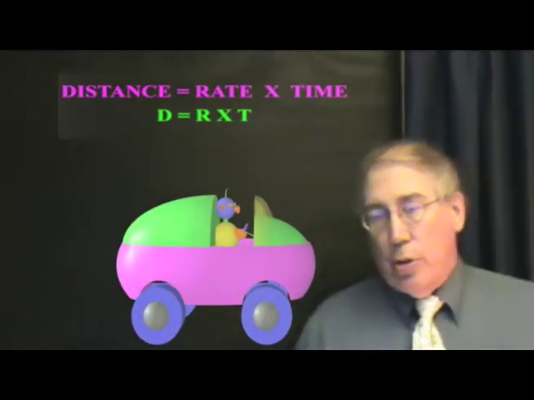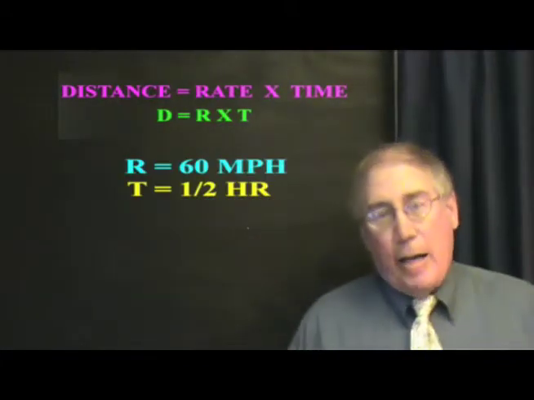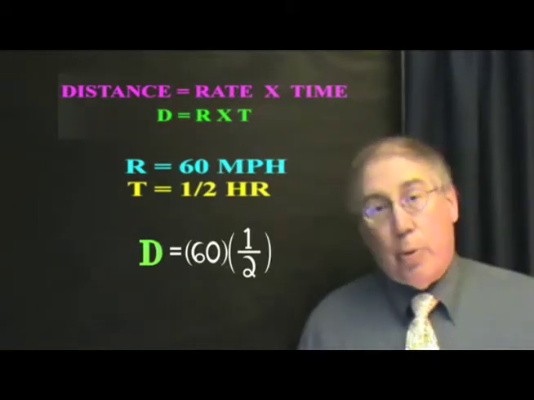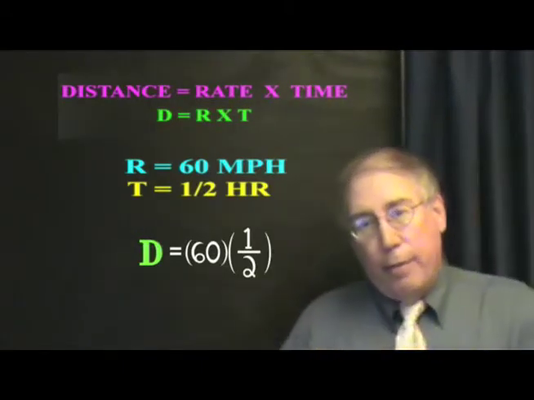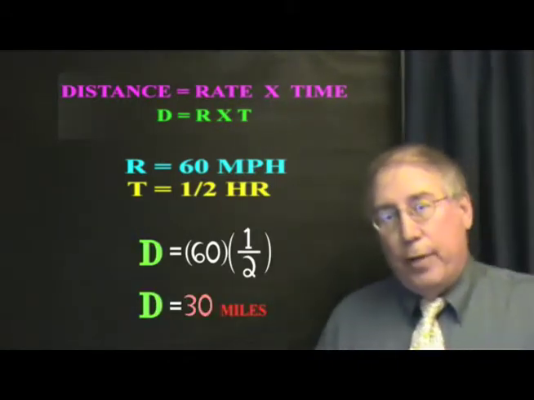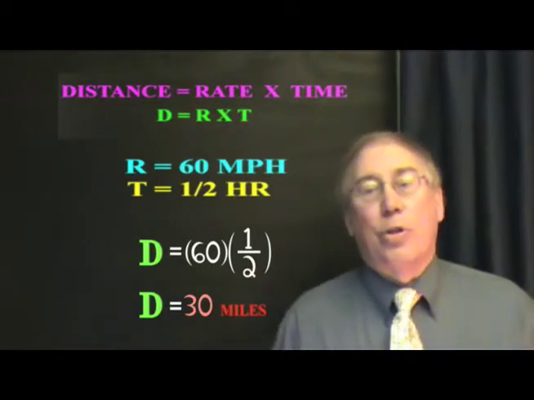Let's suppose Newton's on a drive here and we want to find out the distance he travels. And I tell you that his rate is 60 miles per hour and his time is 1/2 hour. So we substitute 60 in for r and 1/2 in for t, and we multiply those together and we get the distance equals 30 miles.